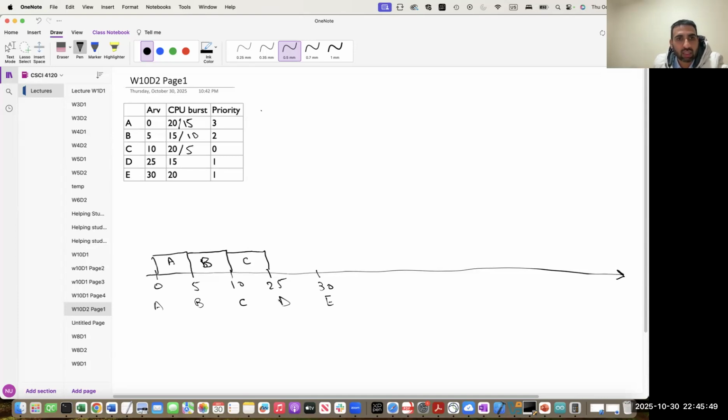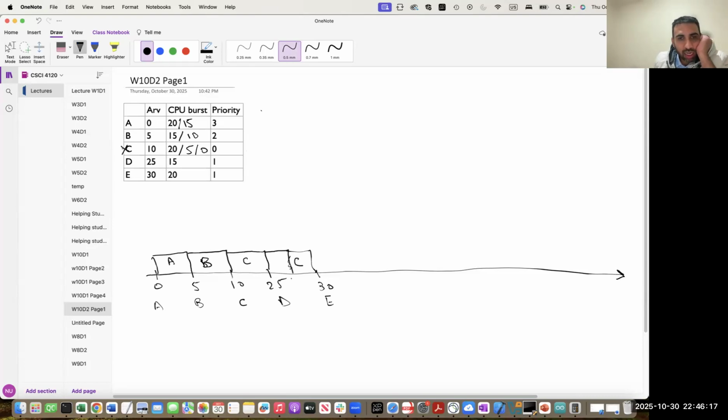And then D arrives. So D has the priority of 1, right? So I continue running C for 5 more time units. Oh, sorry, not here, 30, right? So now its remaining time unit is 0, right? So I am done with C. Okay.